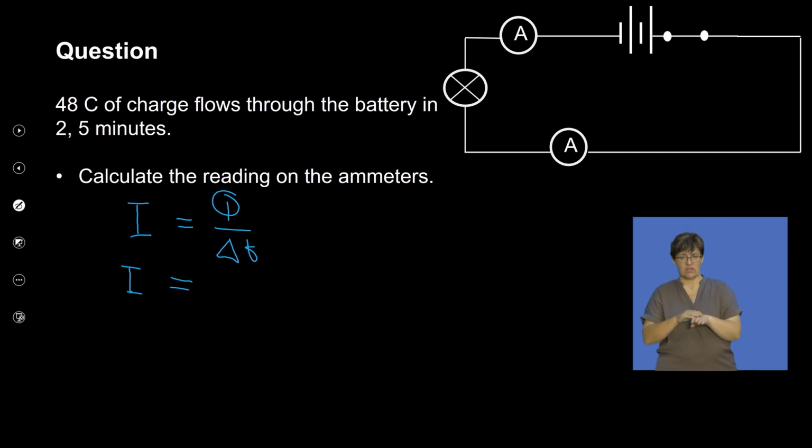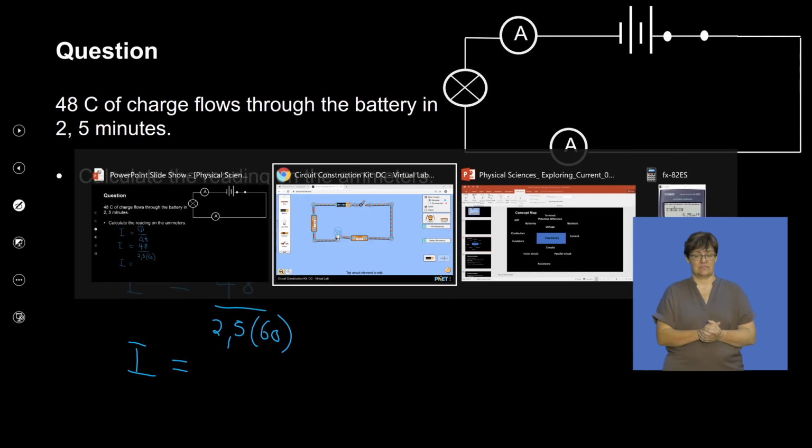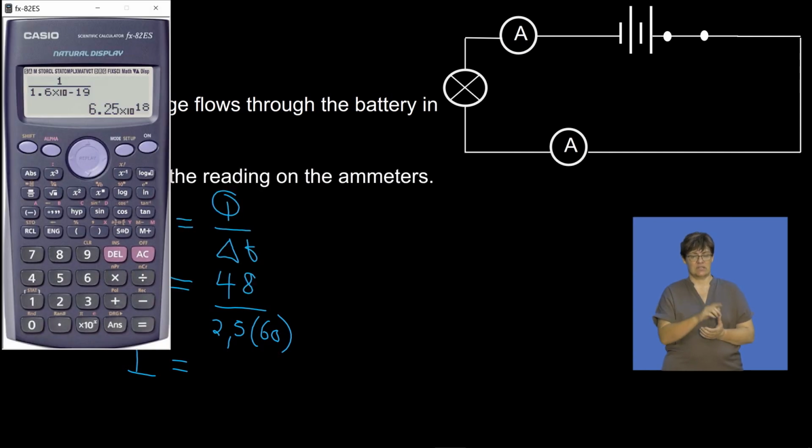How much charge is that? 48 coulombs, right? Divided by how much time? 2.5 minutes. Okay, remember the SI unit of time is the second. So this will be 2.5 multiplied by 60. Why? Because for every minute there are 60 seconds, okay? So our current, if we quickly go to our calculator, okay, what does that give us?